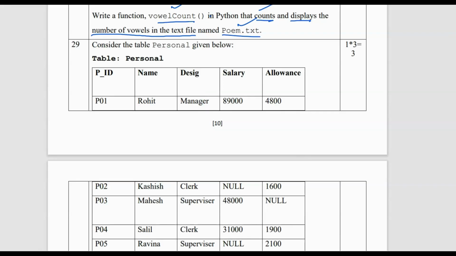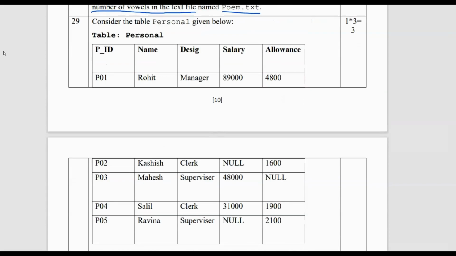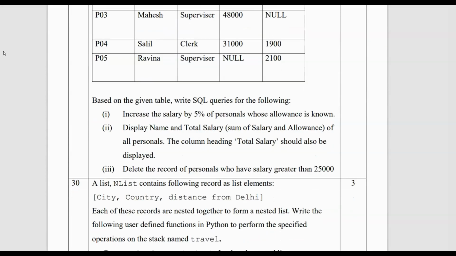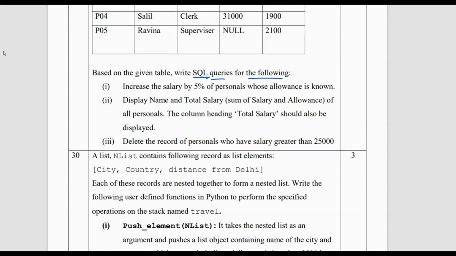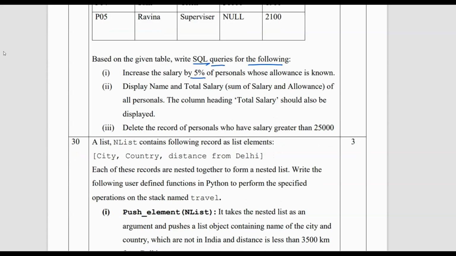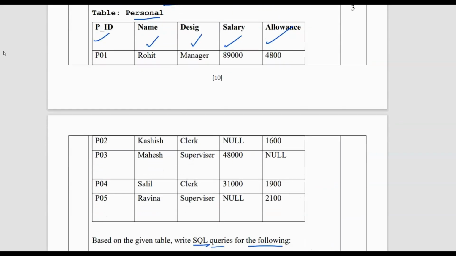Let us move on to the next question, the 29th question. So consider the table personal given below. The table name is personal, which is having PID, name, district, salary and allowance. Okay, so let us see the question here. Based on the given table, write SQL queries for the following. So you should write the queries for this. Just write, increase the salary by 5% of personals whose allowance is null. Okay, just see the table. There is your allowance column, and in this allowance column we are having what?